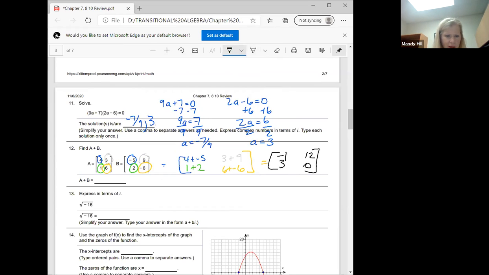I feel like we've already had a problem similar to this, but that's okay. We can break this up into negative 1 times 16. Well, the square root of negative 1 is i, and the square root of 16 is 4. Most of the time, you're going to see it written with the i in the back. Okay, and that is the answer to that one.